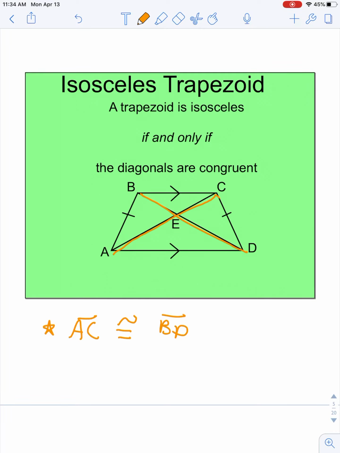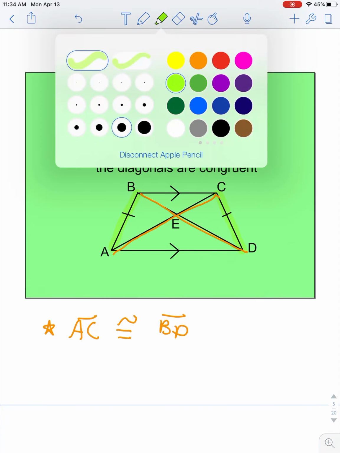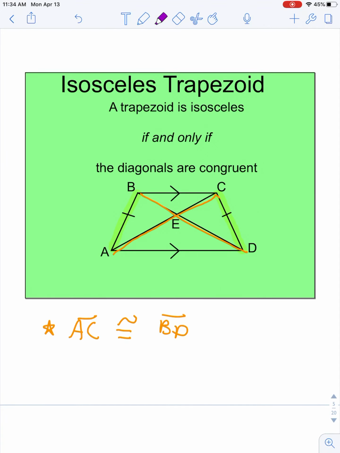So remember, not all the pieces are always going to be marked. So use these if and only if statements to gain other information, which would also tell you now that these sides will be congruent. It would also tell you now, because you've determined that it's an isosceles trapezoid, that this angle and this angle will be congruent, and this angle right here and this angle right here will also be congruent.